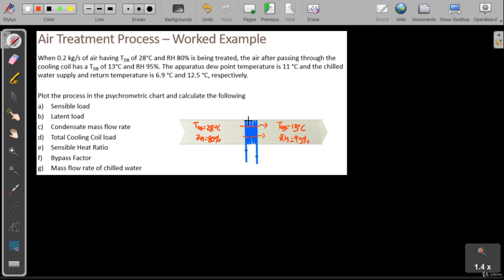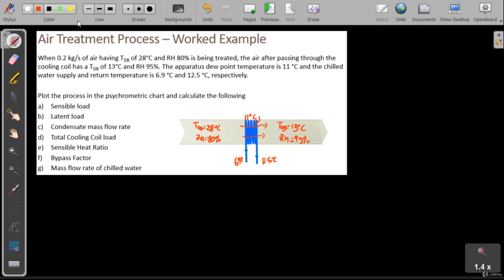The surface temperature, TADP, apparatus dew point temperature, is 11 degrees Celsius. Alright, so this is the temperature of the surface of the coil. The chilled water supply temperature is 6.9 degrees Celsius and the return temperature is 12.5 degrees Celsius. Alright, so these are some of the information that you can fill in, and using a diagram like this will help you better visualize. Okay, let's do the calculation step by step.